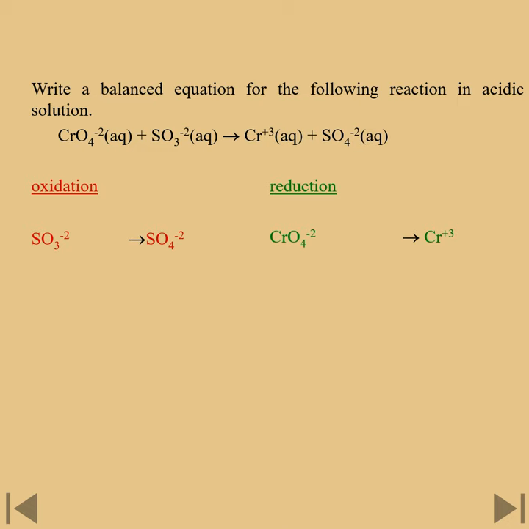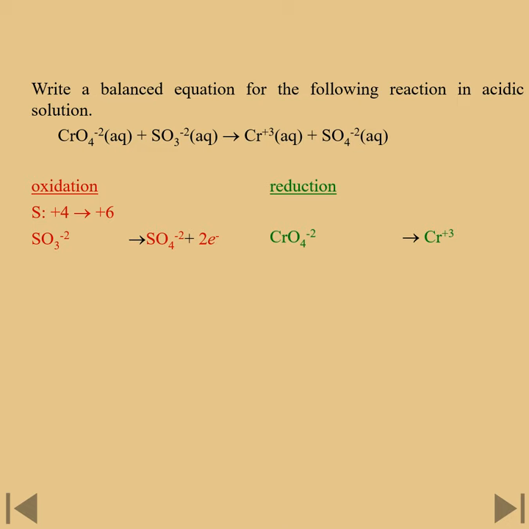Step 2 is to balance each half reaction, starting with step 2a, balancing the element being oxidized or reduced. So on the oxidation half reaction, 1 sulfur on the left and on the right. In the reduction half reaction, 1 chromium on the left and on the right. So no real step 2a. Step 2b, we add electrons to balance the oxidation number. And I would remind you that sulfur went from +4 to +6. You might actually want to write that +4 above the sulfur in the sulfite ion and +6 above the sulfur in the sulfate ion. And going from +4 to +6 means we lost 2 electrons, so 2 electrons show up on the right.